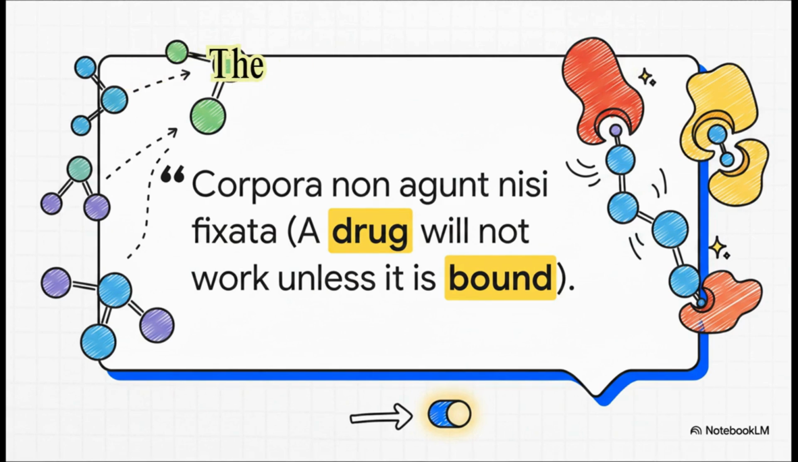It's that simple. The drug molecule has to get close enough to a cellular constituent to physically and chemically interact with it. We call these cellular constituents drug targets. If there is no binding, there is absolutely no pharmacological response. It really is as simple and, honestly, as profound as that.